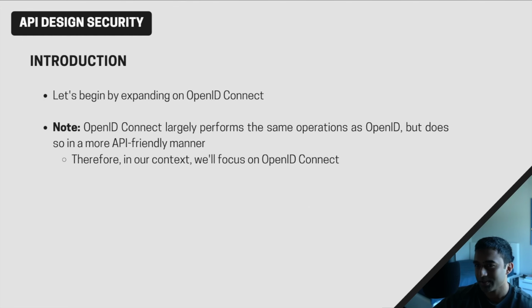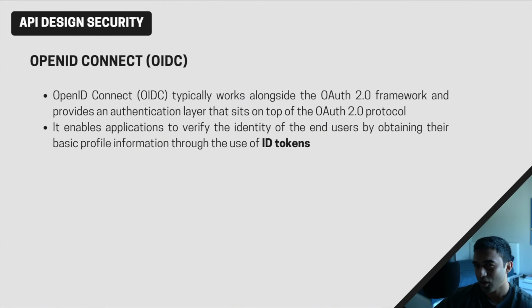Let's begin by expanding on OpenID Connect. Note that OpenID Connect largely performs the same operations as OpenID, but does it in a more API-friendly manner, so therefore in our context we'll focus more on OpenID Connect. So OpenID Connect typically works alongside the OAuth 2.0 framework, and it provides an authentication layer that sits on top of the OAuth 2.0 protocol.